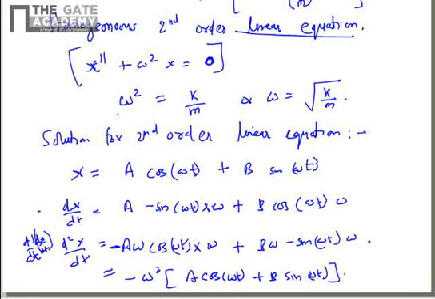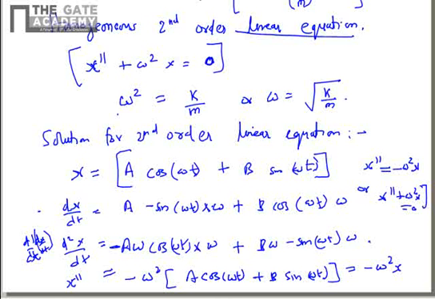This, if you compare with your original equation, a cos omega t plus b sin omega t is equal to x anyway. So you get minus omega square x, and d square x by dt square is x double dash. So ultimately you have got x double dash is equal to minus omega square x, or x double dash plus omega square x equal to 0. So you have got back your second order linear equation. So this is a general solution for that.